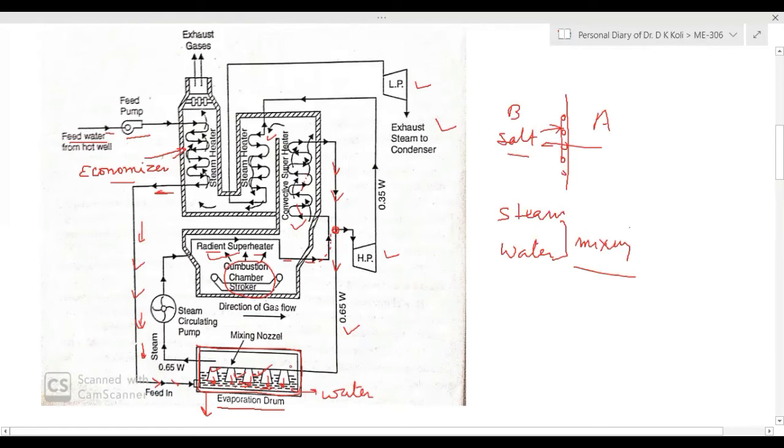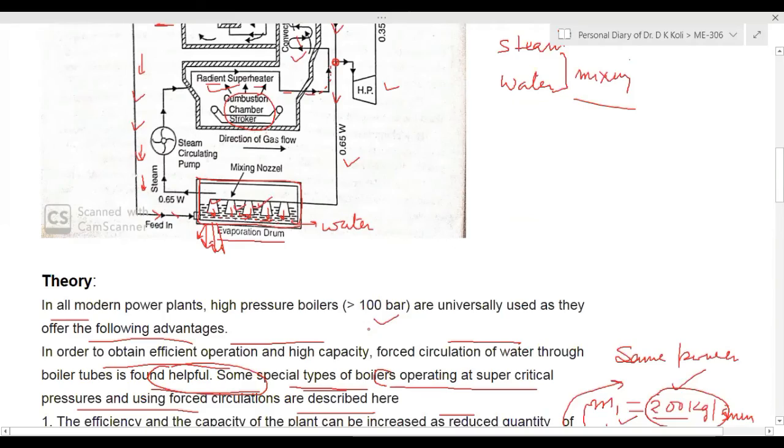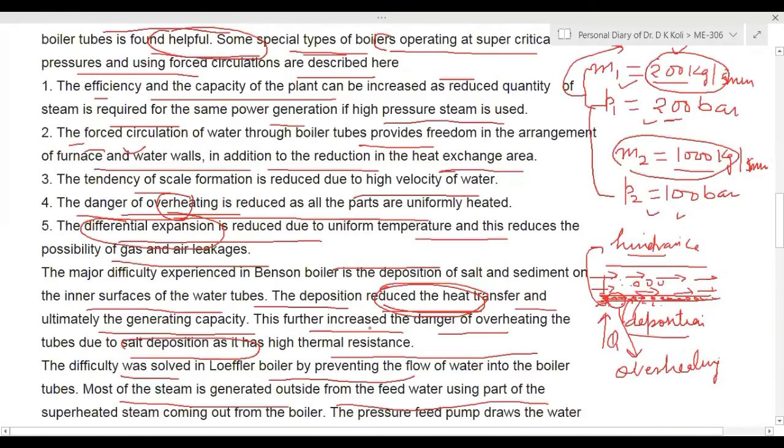One fluid is the steam, another is the water. So when these two are mixed together, heat transfer will be there. And now what will happen here? If some salt is deposited, then the salt will be taken out from this sludge portion, the bottom side. We can remove the salt from the bottom portion. So you are getting my point? Yes, sir. So actually this concept is used in this boiler, which is called the Loeffler boiler.